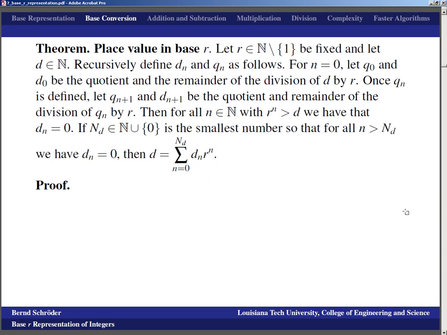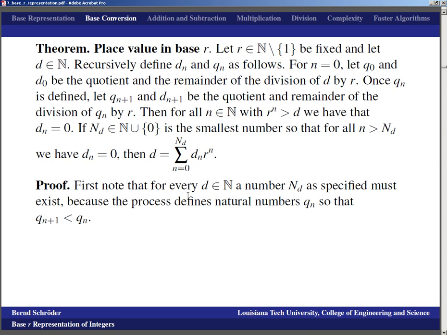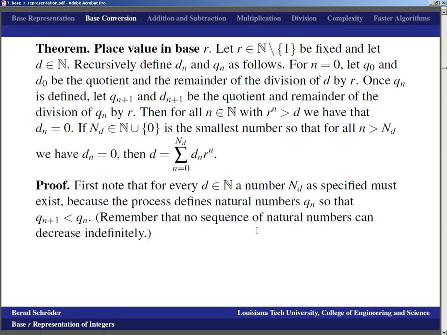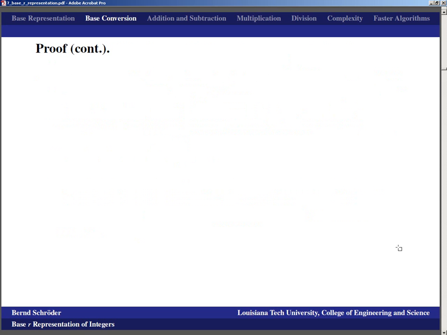And so now, well, now we have to prove that. Well, first we should note that for every D, a number nD, as we specified, must exist, because after all, this process defines natural numbers Qn, so that Qn plus 1 is always smaller than Qn, because we always get the Qn plus 1 by dividing the Qn by R, so that defines shrinking natural numbers, and we know that no sequence of natural numbers can decrease indefinitely. So at some point in time, after so and so many divisions, you will have that the next Q is 0, and that terminates your sequence, right?